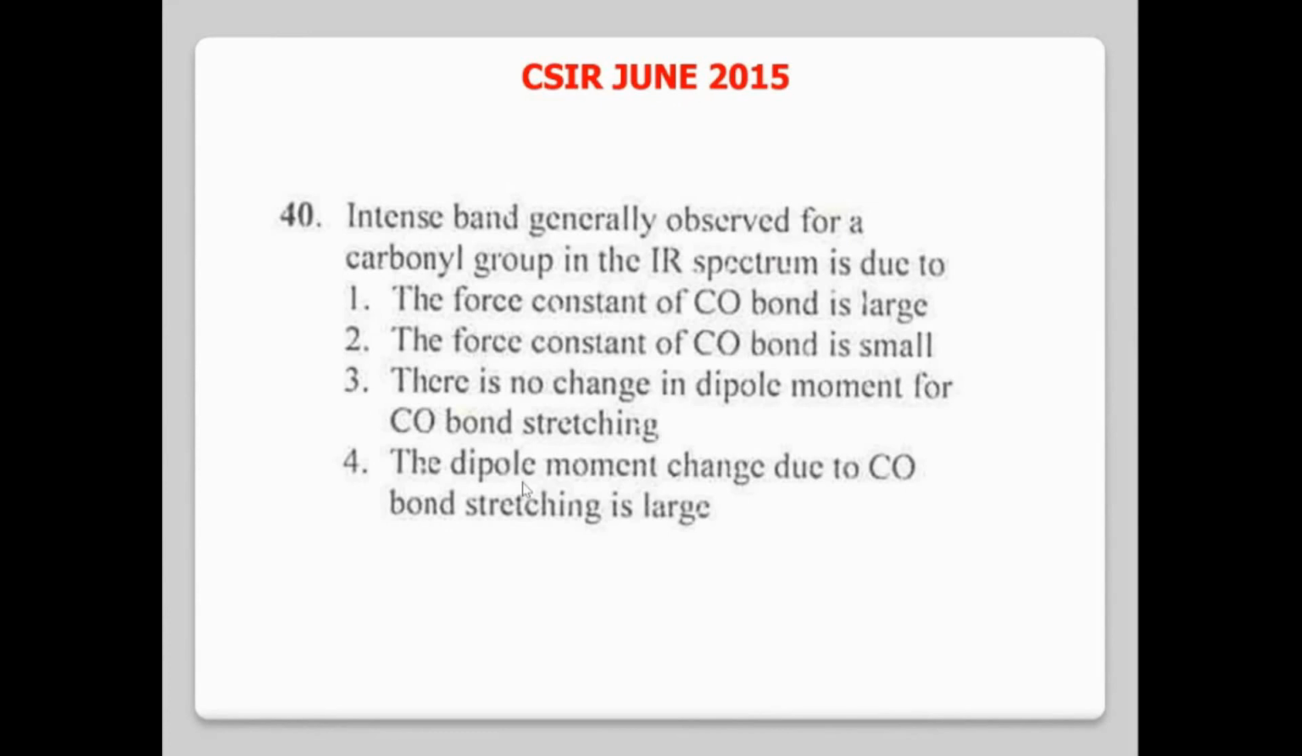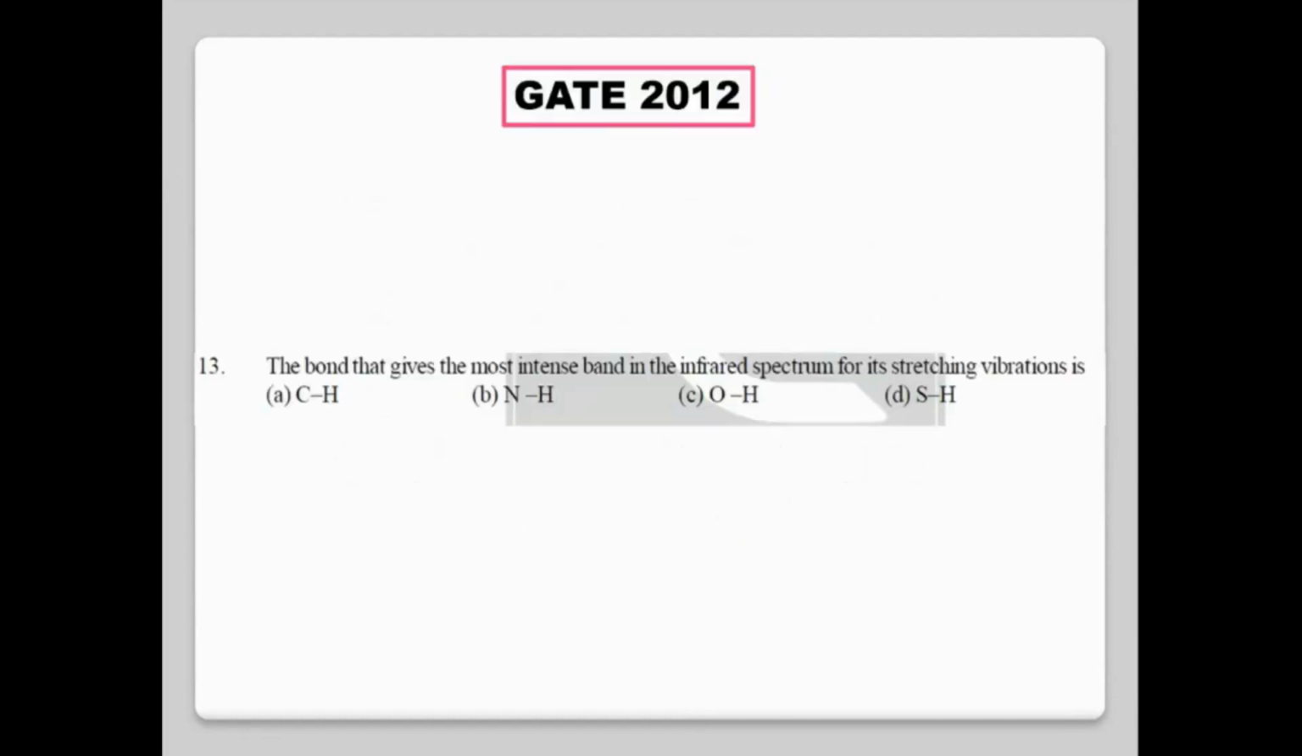Option 4, ma'am. Option 3 is no change, no IR. Intense band, what does it mean? The dipole moment change is large. Easy, right? Intense band is due to the dipole moment change of CO being large, therefore you will have an intense band. Is it okay or not? Yes, ma'am. The bond that gives the most intense band in the IR spectrum: CH, NH, OH, SH. OH. Very good. Finished.